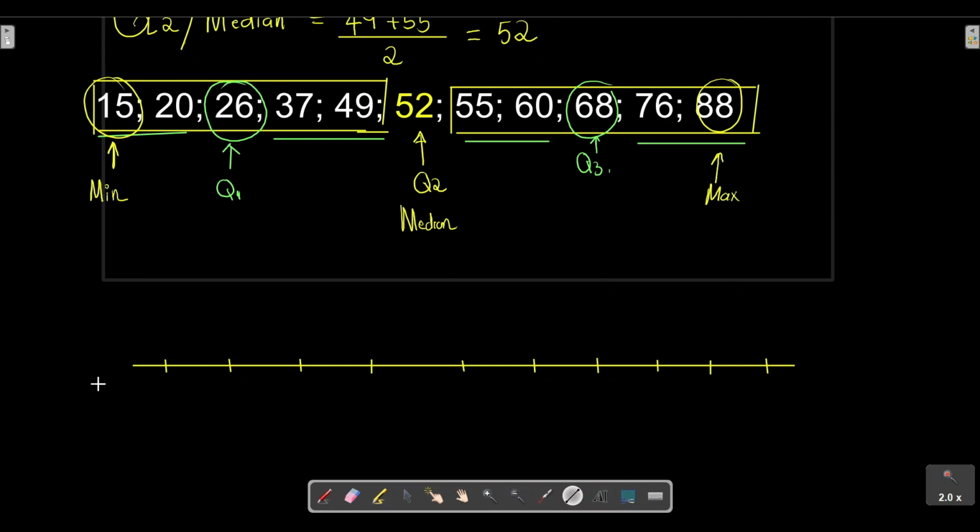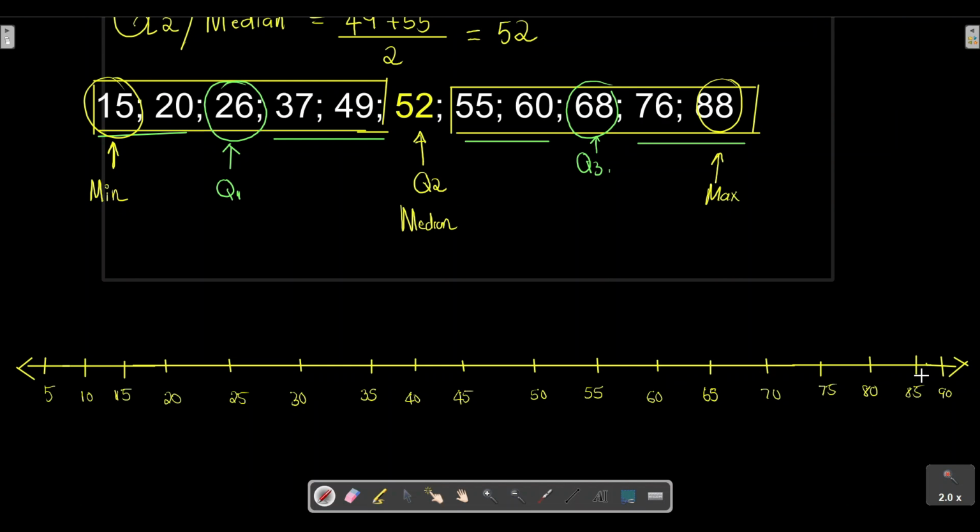I'll need more space, so I'm just going to extend there. Then I'm going to start counting again: 5, 10, 15, 20, 25, 30, 35, 40, 45, 50, 55, 60, 65, 70, 75, 80, 85, 90. So we just need to go up until 90, and also take into consideration that our number line goes all the way to negative infinity and all the way to positive infinity. All that I'm going to do now is plot these values on this number line, okay?